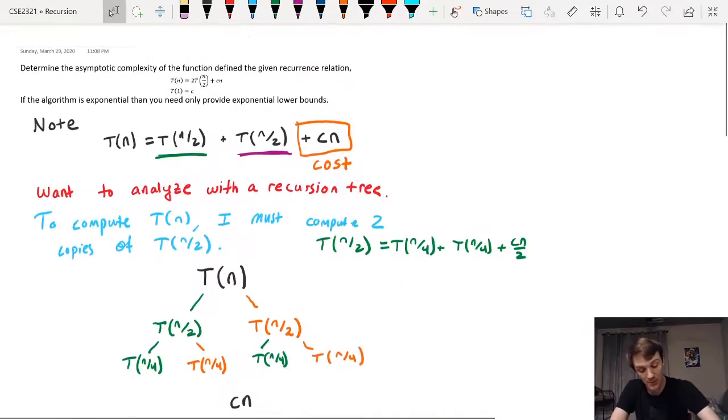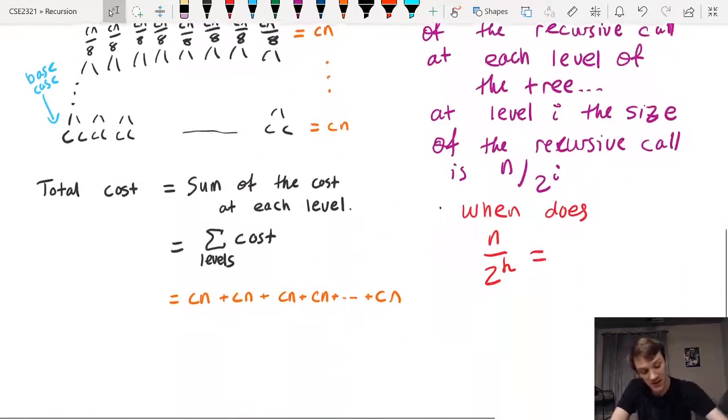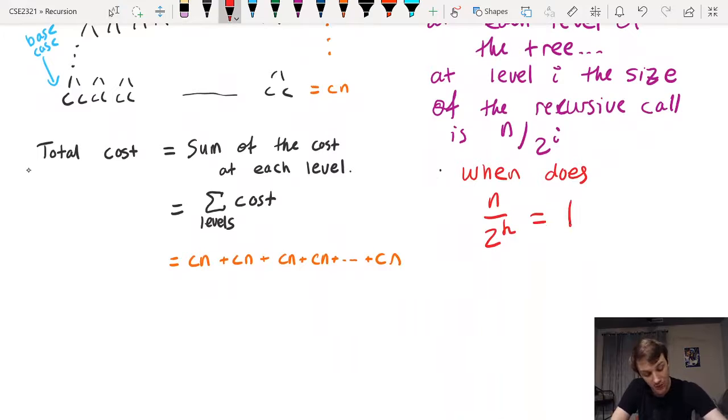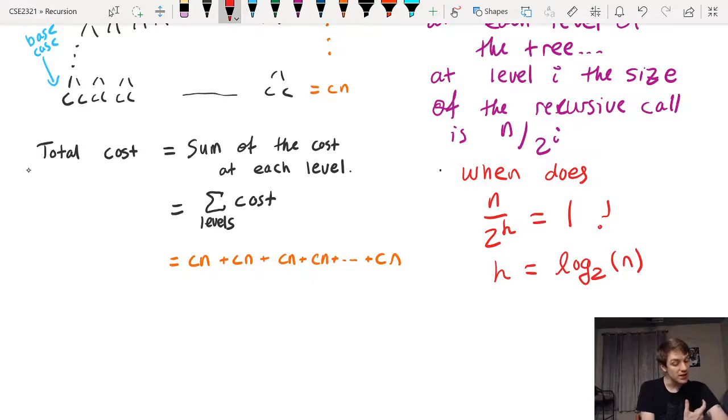If we scroll up, the base case was T of 1 equals c. So when does n over 2 to the h equal 1? Let's solve that for h. We get h equals log base 2 of n. So the height of this tree is log base 2 of n.